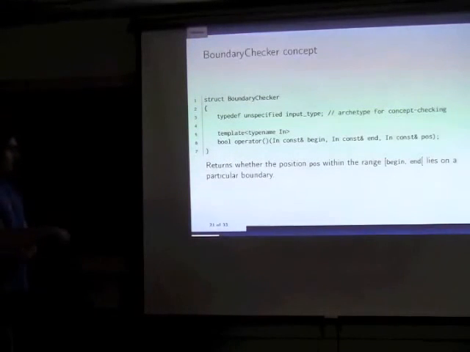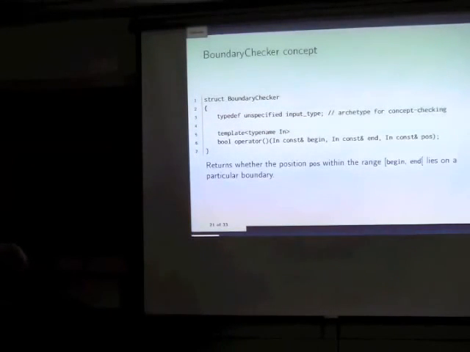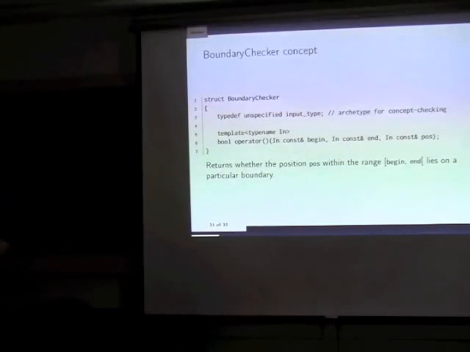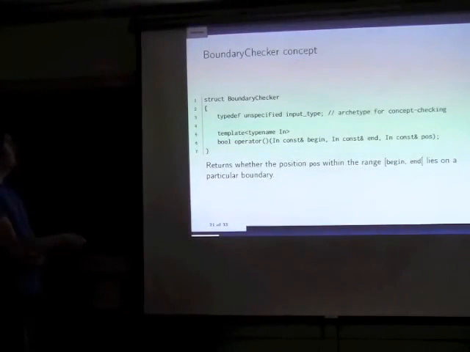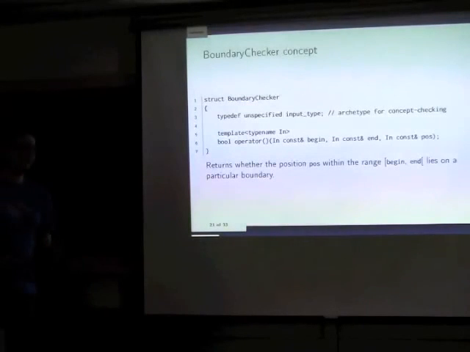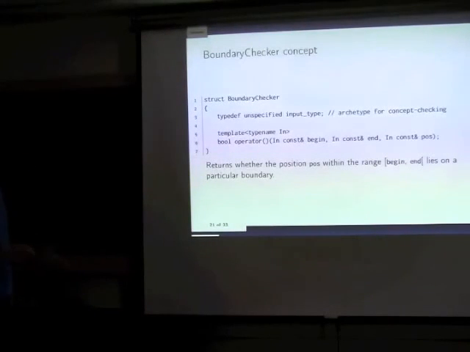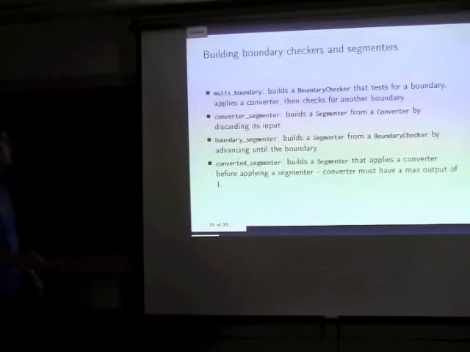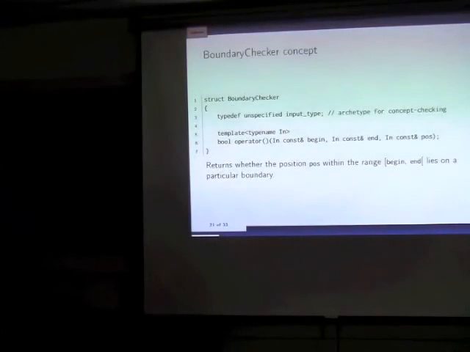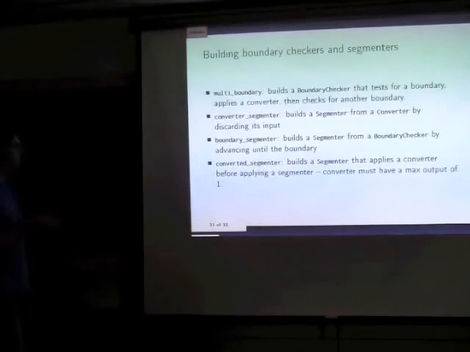And there's a boundary checker concept, which is the last concept I will introduce. This is just a concept that tells you whether a position within the range lies on a particular boundary. So, for example, if you have a grapheme boundary position model boundary checker, it will tell you whether a position is on the grapheme boundary or if it is in the middle of a grapheme. This is quite useful if you have a random position and you want to find the next one. So of course, all those concepts are quite related.